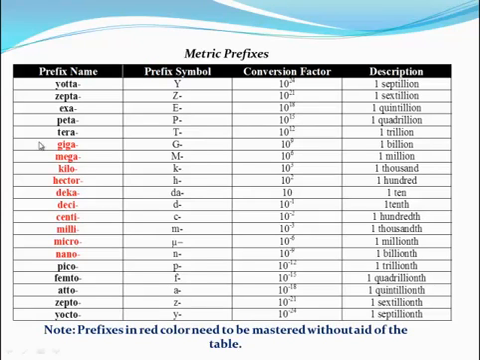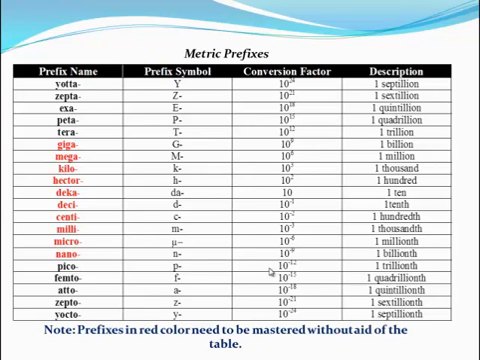You can see the prefixes. You can have, say, centi, and its prefix symbol is c, and it's 10 to the negative 2. And deci is the tenth, deca is the 10, and nano is 10 to the negative 9, micro is 10 to the negative 6. Now you can see the conversion factor right around this table.